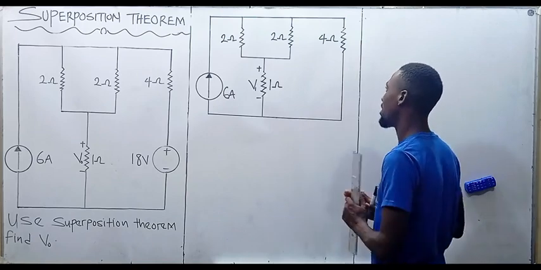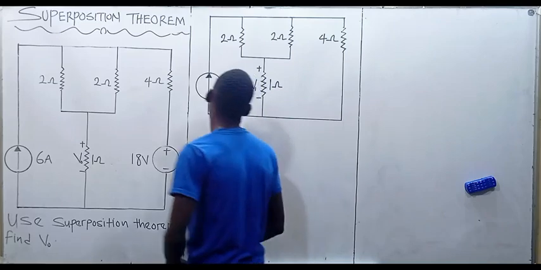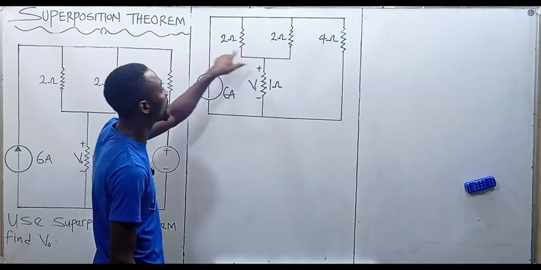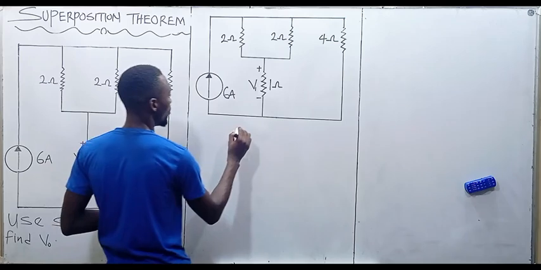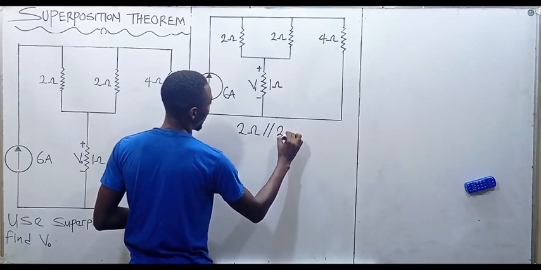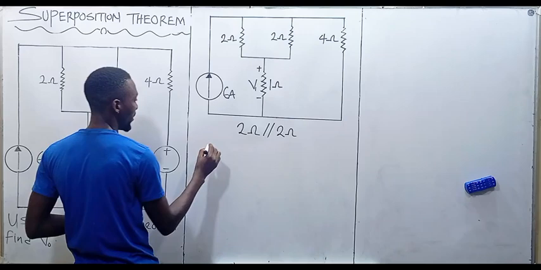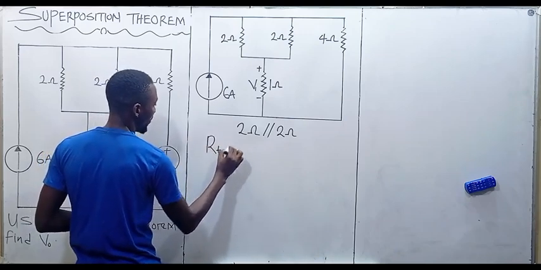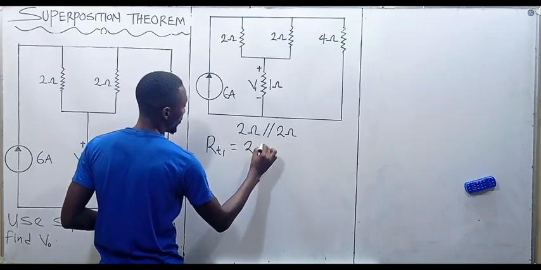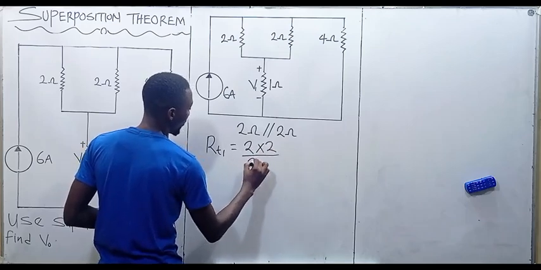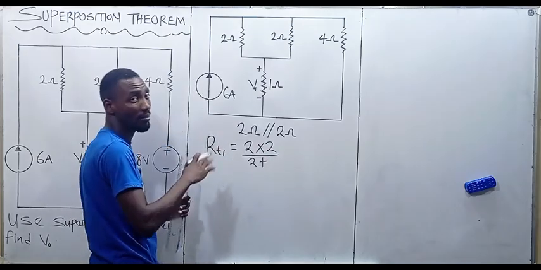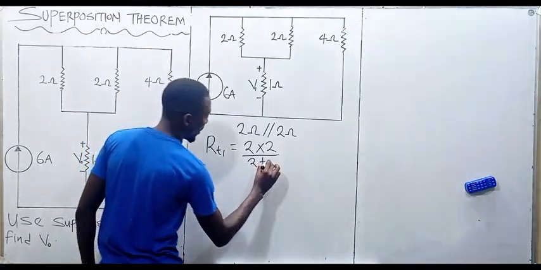So that's why you are seeing a straight line. Now, if you look at this circuit, you are going to observe that 2 ohms is parallel to 2 ohms, right? So let's call their combined resistance RT1. And you know, if 2 resistors are in parallel, it's going to be 2 multiplied by 2 divided by 2 plus 2. That is R1 multiplied by R2 divided by R1 plus R2.